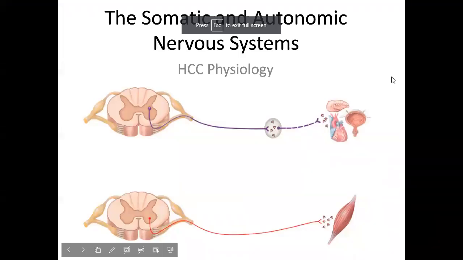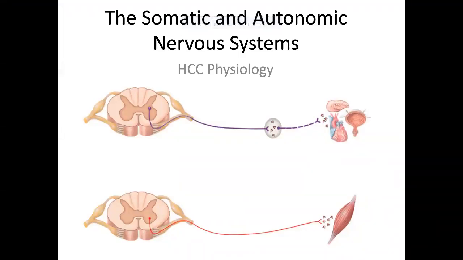Talking somatic and autonomic nervous systems. Okay, so thinking back to our first lecture of the unit, we learned about the different divisions of the nervous system. We learned that the two main divisions are the central and the peripheral nervous systems. Central nervous system contains the brain and spinal cord. Peripheral nervous system, basically everything else. Okay.